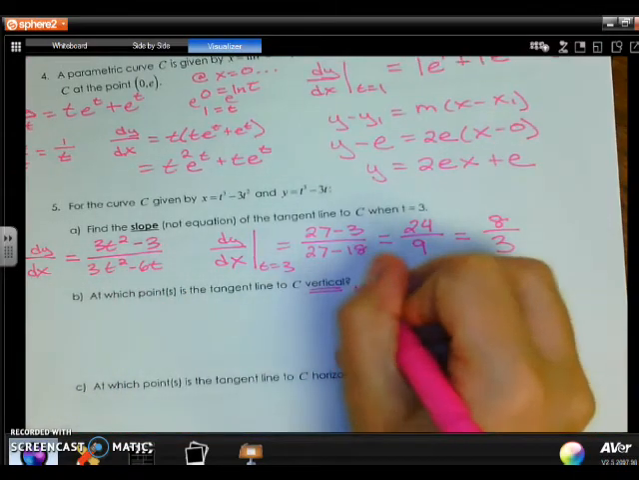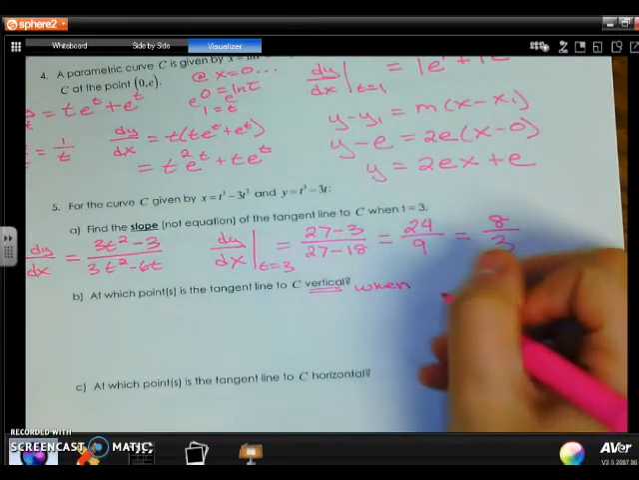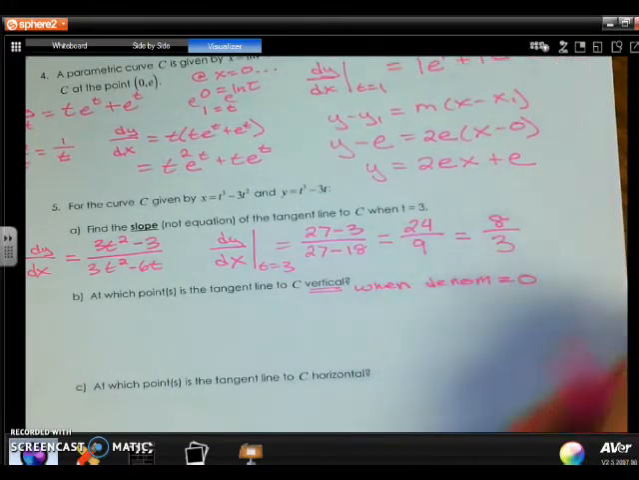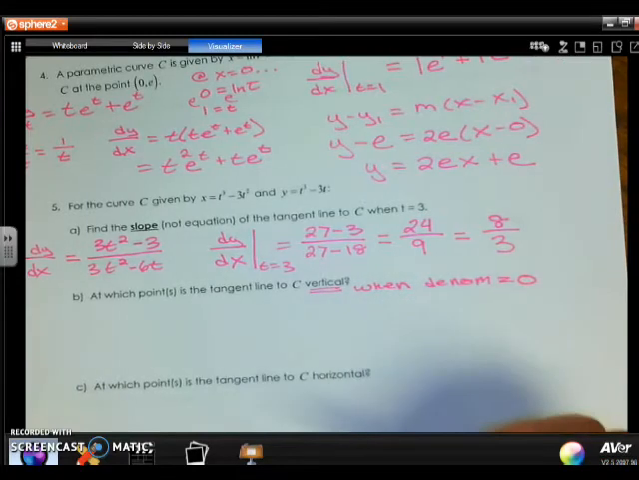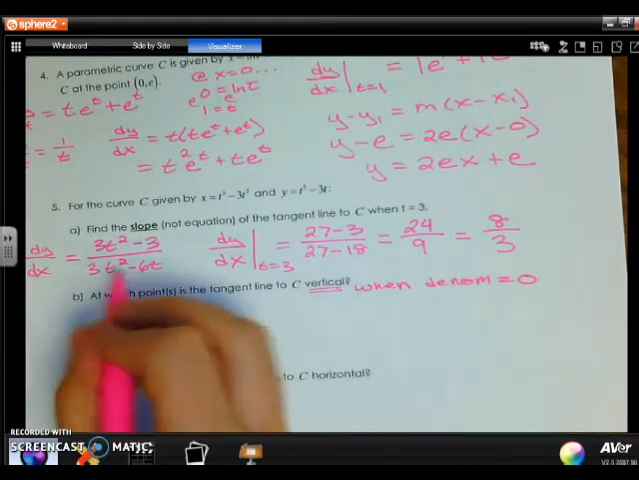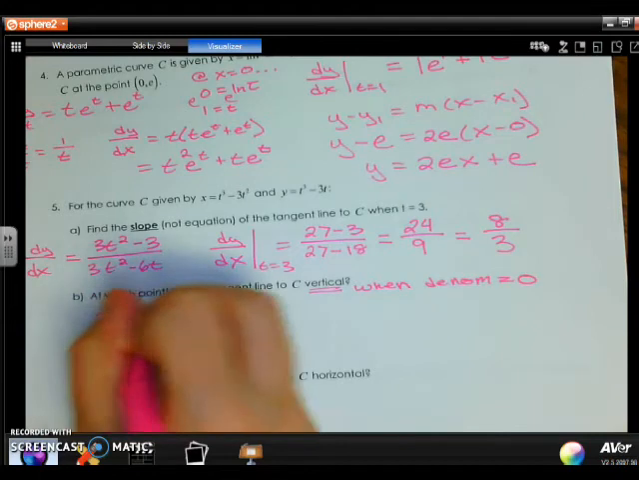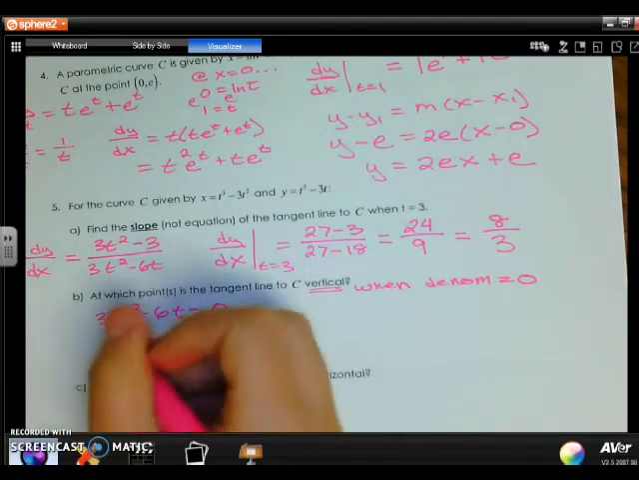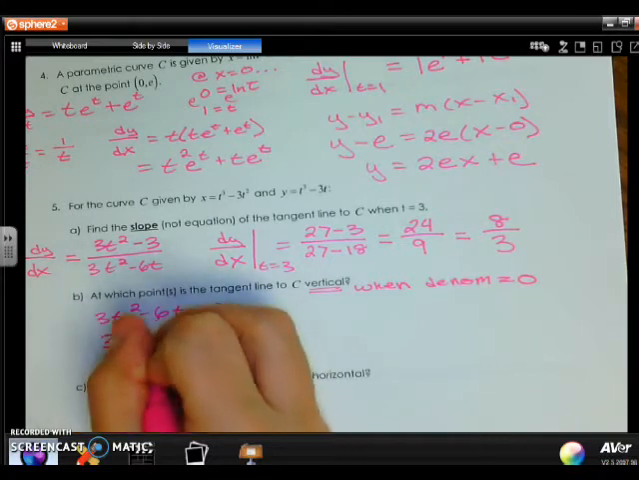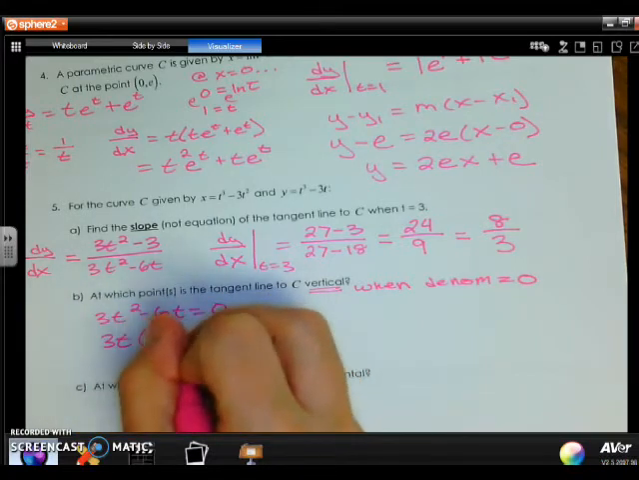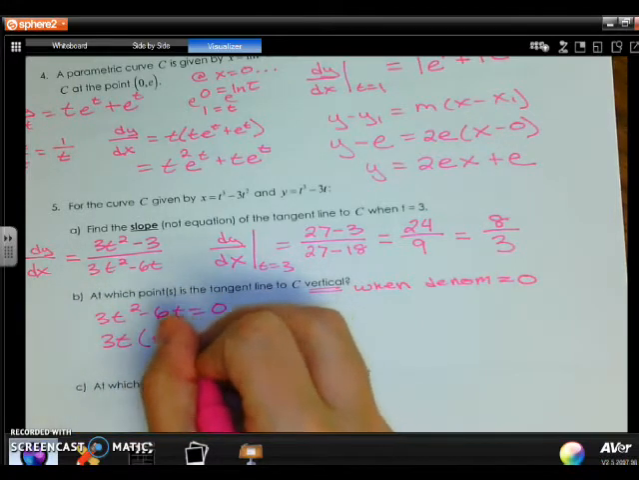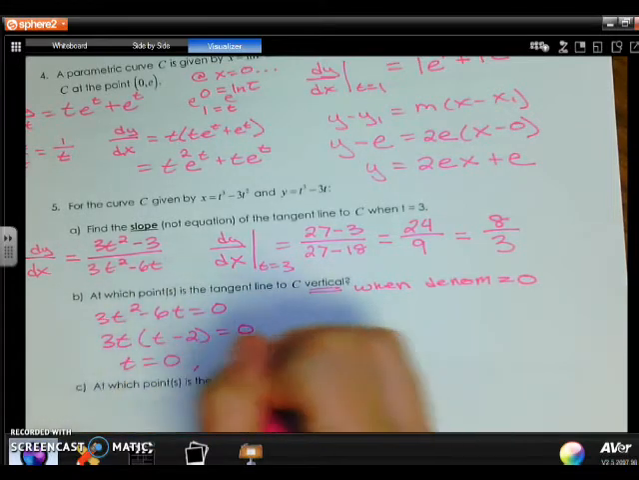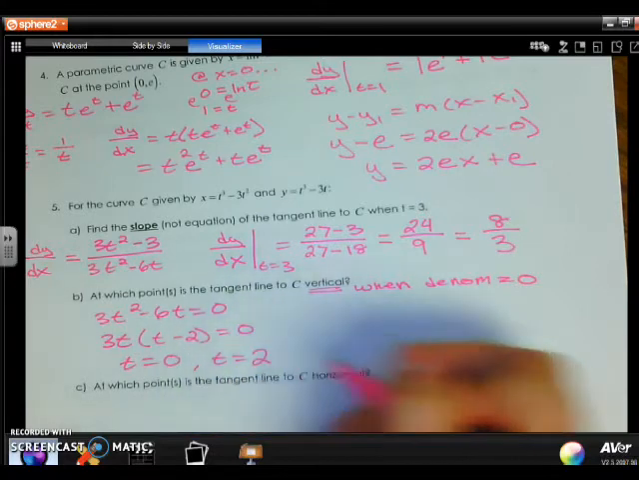That occurs when your denominator is 0. When the denominator of the slope equals 0. So all I'm going to do is take this denominator and set it equal to 0. You'd probably do yourself a favor by factoring out a 3t there. 3t times (t minus 2). And that gives you t equals 0 and t equals 2.